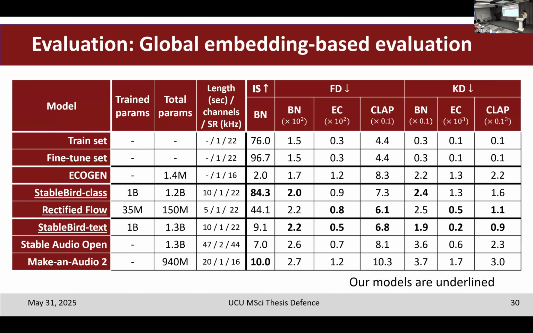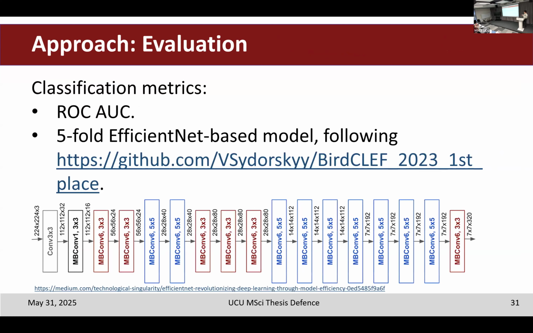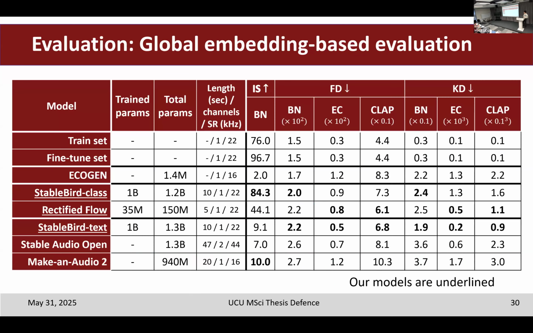So on this slide, we present a comparison of TTA models and our proposed models too. At the top, we have two rows displaying results for real audio. And then we have an EcoGen inferenced in interpolation mode, serving mainly as a reference.